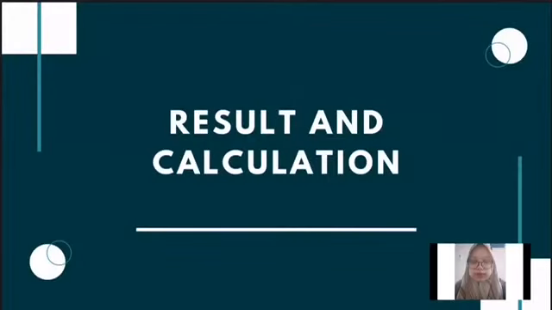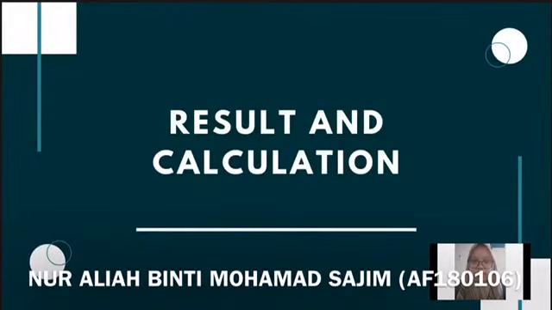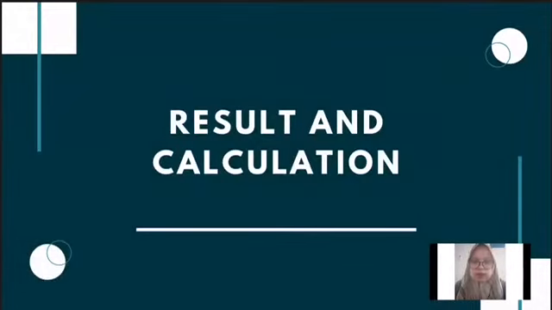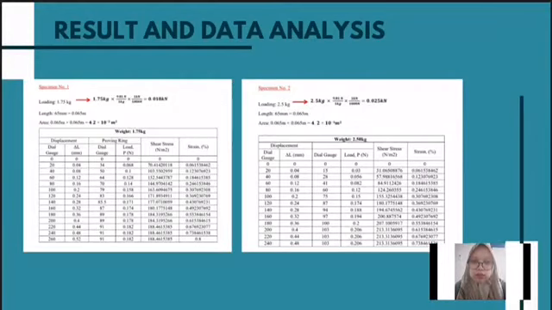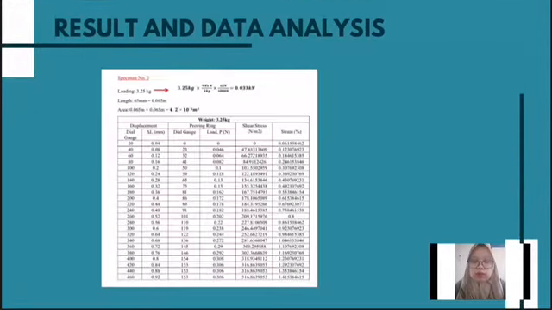Good day to Dr. Muhammad Nasir. My name is Nuraliah binti Muhammad Sajim, matric card number AF180106. Today I will be explaining the results and calculation for our direct shear test report. For our specimen, we use sandy soil with three different weights: the first is 1.75 kg, the second is 2.5 kg, and the third is 3.25 kg, with a given length of 65 mm and an area of 4.2 × 10^-3 m². From all of this information, we can now calculate the shear stress and strain.